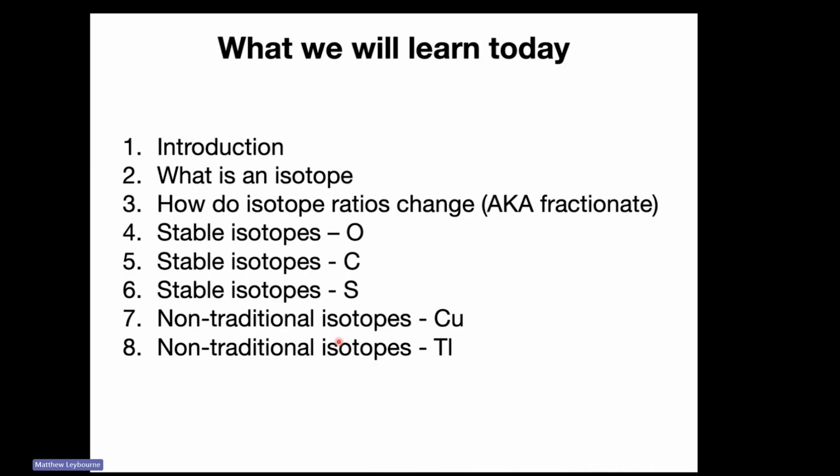So we're going to have an introduction, talk about what an isotope is, and how isotope ratios change, in other words, how they fractionate, which is what we call it. We're going to talk about oxygen, carbon, and sulfur isotopes as examples of stable isotopes, and then copper and thallium as examples of non-traditional isotopes within ore deposit studies writ large.